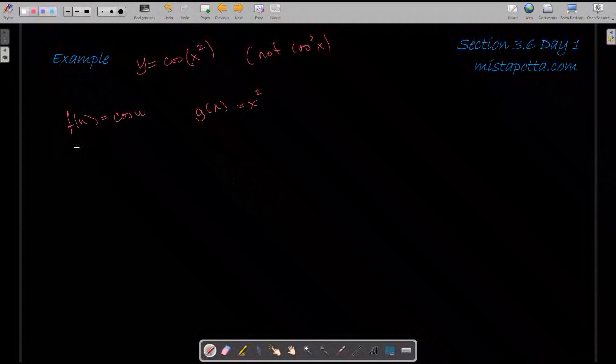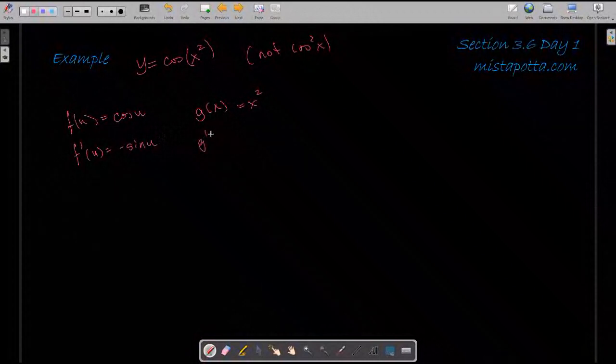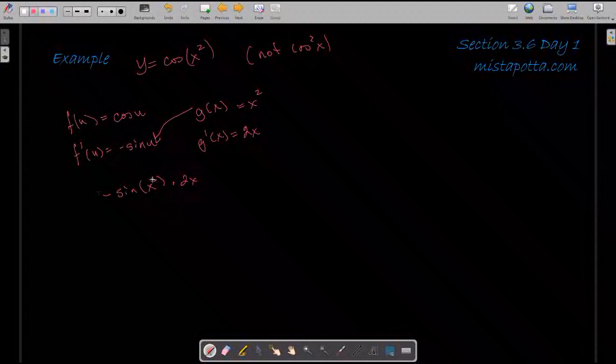So if I take the derivative of cosine of u would be the negative sine of u, and the derivative of x squared would be 2x. And so I've got the negative sine of u, my original u, x squared, times 2x is really the derivative of my original function y. And I can rewrite this as negative 2x times the sine of x squared.